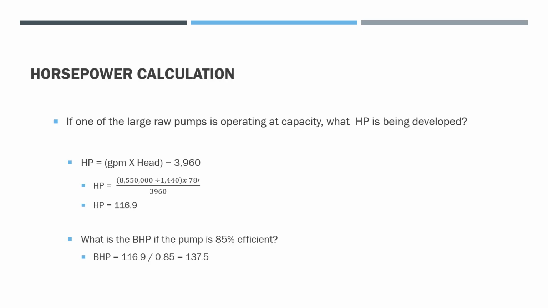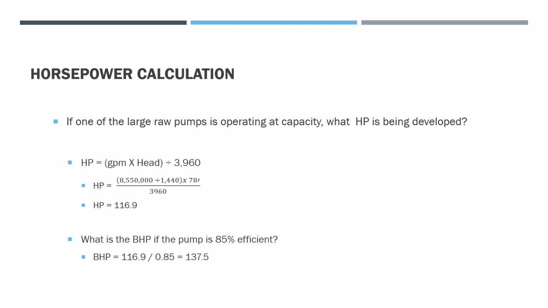So if you wanted to do a horsepower calculation on one of the large raw water pumps that's operating at capacity, you do it this way. The horsepower would equal the gallons per minute times the head divided by 3960. So I would take the 8.5 million gallons divided by 1,440 minutes in the day and multiply by 78 feet divided by 3960, and I come up with a theoretical horsepower of 116.9.